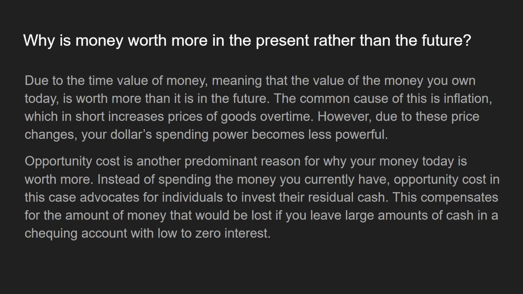So opportunity cost is another predominant reason for why your money today is worth more. So instead of spending the money you currently have, opportunity cost in this case advocates for individuals to invest their residual cash. This compensates for the amount of money that would be lost if you leave large amounts of cash in a checking account with low to zero interest.